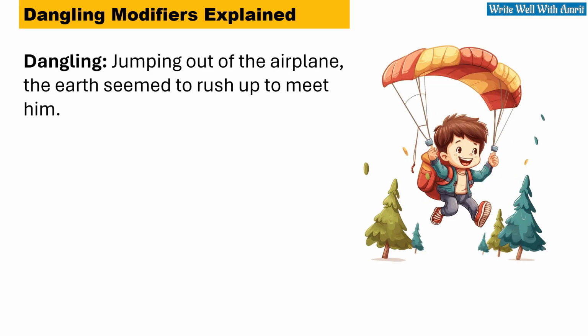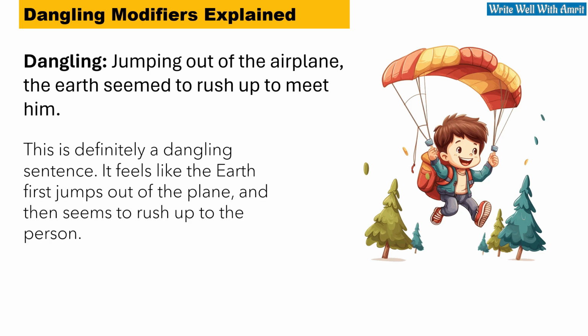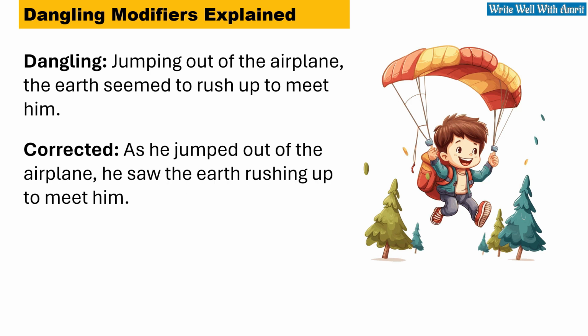Dangling. Jumping out of the airplane, the earth seemed to rush up to meet him. This is definitely a dangling sentence. It feels like the earth first jumps out of the plane and then seems to rush up to the person. Corrected. As he jumped out of the airplane, he saw the earth rushing up to meet him.